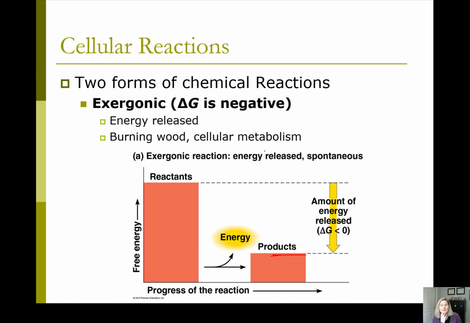Cellular metabolism is another example of an exergonic reaction. We'll talk more about that when we get into cellular respiration. We're going to have glucose molecules that are very energy rich, and they're going to get broken down and release energy in the form of ATP that can be used. So exergonic, think releasing energy. Okay, so free energy will be negative.